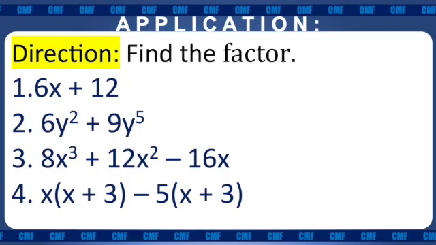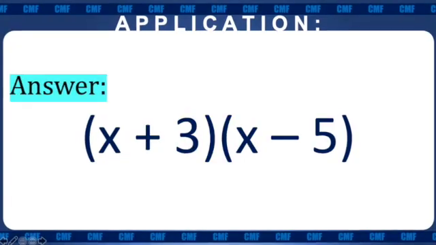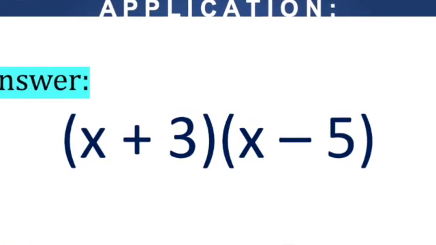Next, it's very obvious, this one. There's a common factor, of course. The GCF is x plus 3. And then the remaining, of course, is x minus 1. So there you have it.